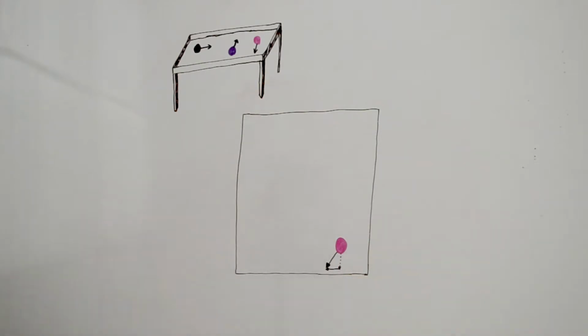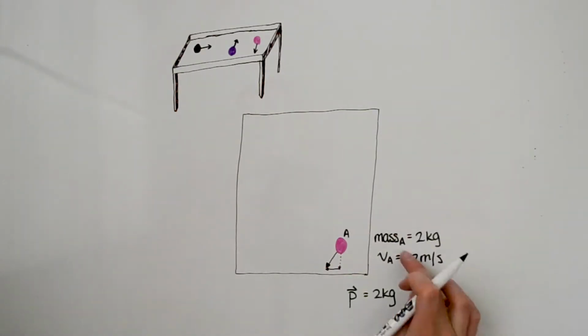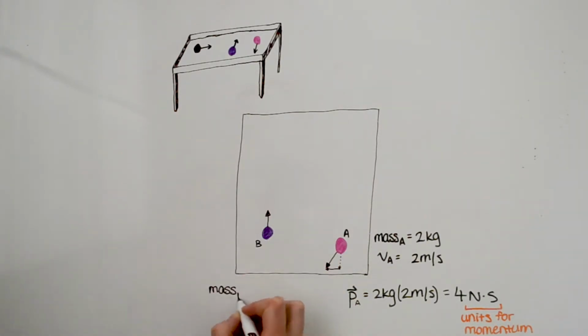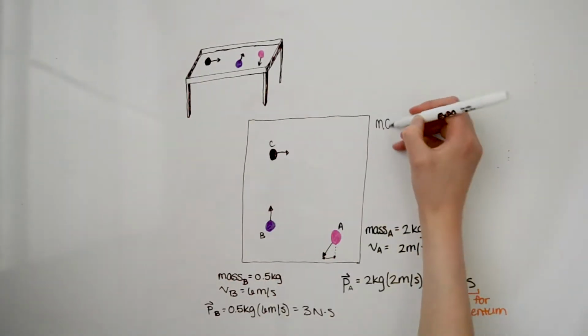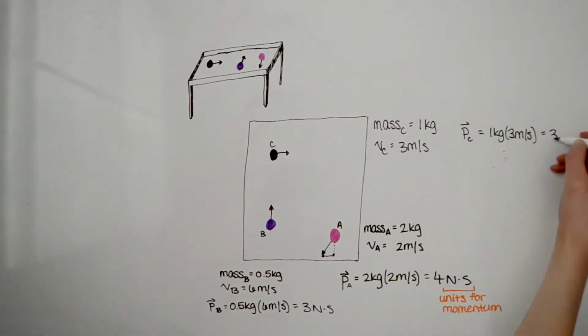Ball A has a mass of 2 grams and a velocity of 2 meters per second. Its momentum is found by multiplying the mass and velocity together to get a momentum of 4 Newton seconds. The second ball B has a mass of 0.5 kilograms and a velocity of 6 meters per second. Its momentum when calculated is 3 Newton seconds. Ball C has a mass of 1 kilogram and a velocity of 3 meters per second. Its momentum is found to be 3 Newton seconds.